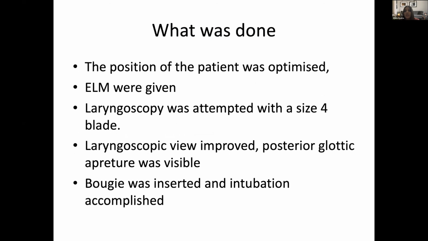Now, what was done was the position of the patient was optimized. External laryngeal manipulation was given. They attempted with a size 4 blade, and the laryngoscopic view improved. The posterior glottic aperture was visible. They put in a bougie, and then intubation was achieved. But what I am trying to say is that if you just have an epiglottis view and no view of the glottis, do not do a blind bougie insertion.